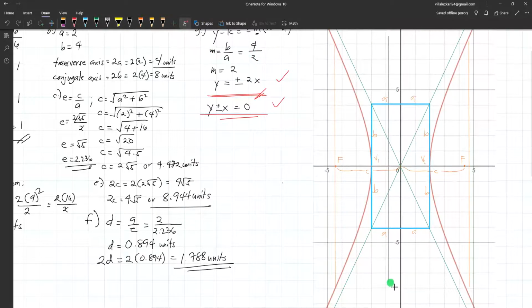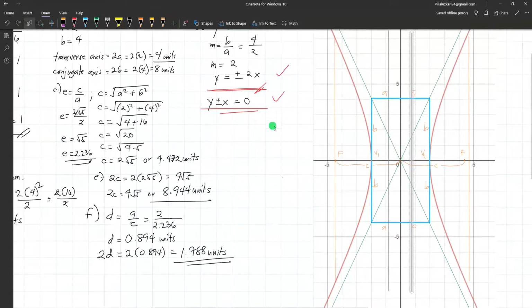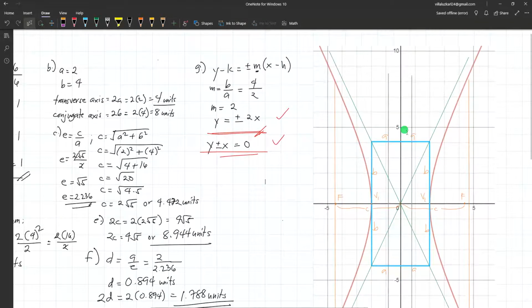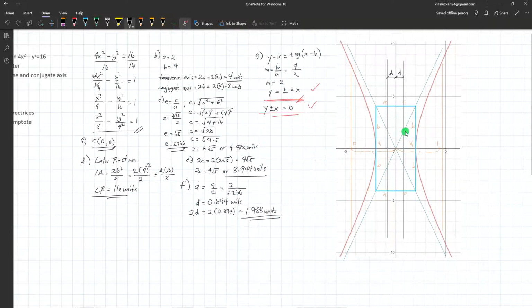So the location, let's draw another line for your directrix, is right here. Same way on the right side from the center, 0.894. I think it's somewhere there. That's your directrix. So two lines. We have two lines for directrix for a distance D. This is distance D. This is distance D. So that's how we draw a hyperbola. Next problem.